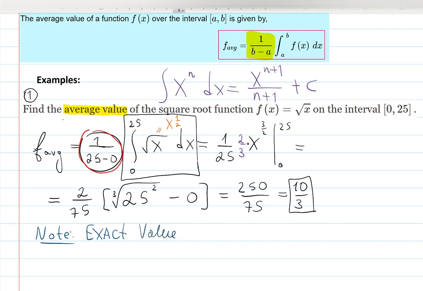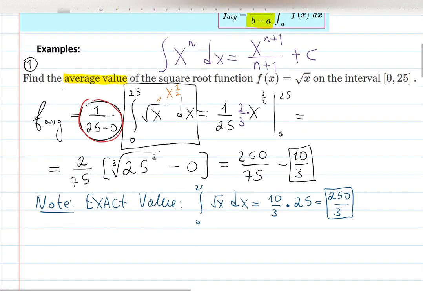Exact value is just the integral from 0 to 25 of square root of x dx, and that will be 10 over 3, but without dividing by 25, so I will multiply by 25. That's 250 over 3. So that means that the area was changing, and this is my total area below the graph of square root of x, 250 over 3. But the average is 10 over 3. Very interesting idea over here, from 0 to 25.